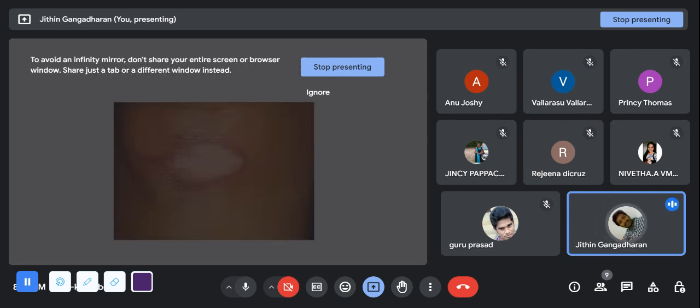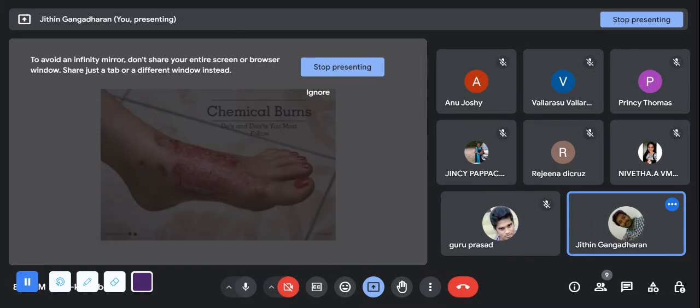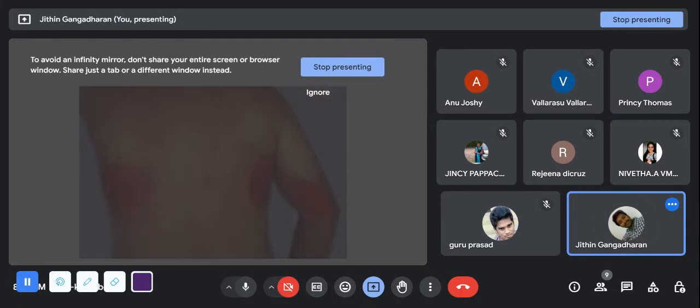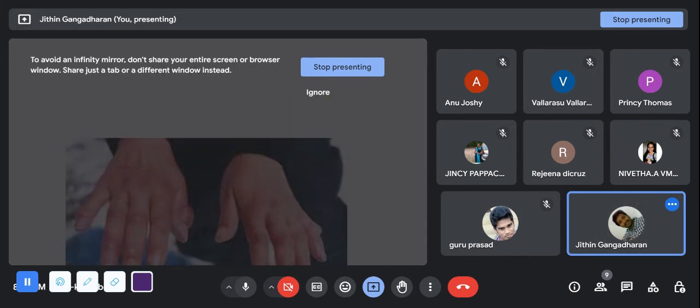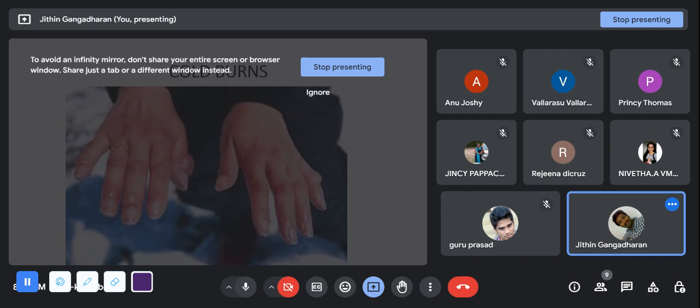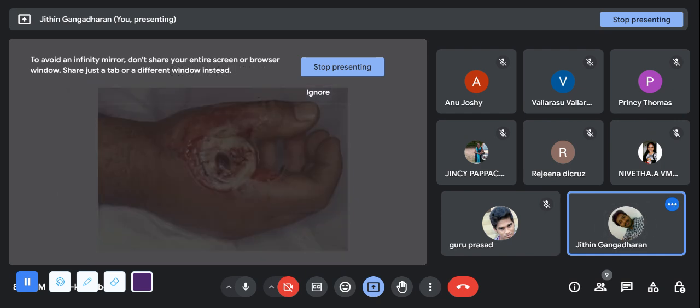So these are the examples. The friction burn. You can see this is a frictional burn. Chemical burns. A radiation burn. A thermal burn. Cold burns. Electrical burns.